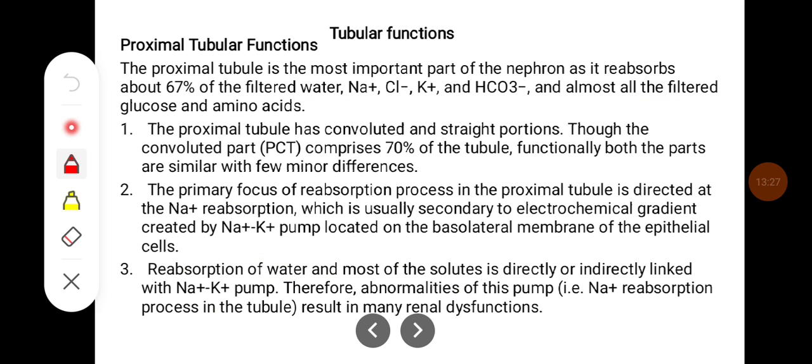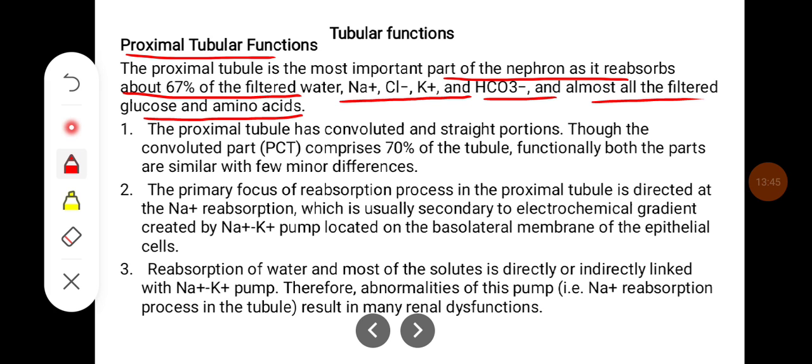Coming to tubular function, proximal tubular functions. The proximal tubule is the most important part of the nephron as it reabsorbs about 67% of the filtered water, sodium, chloride, potassium, and bicarbonate, and almost all the filtered glucose and amino acids. The proximal tubule has convoluted and straight portions. Though the convoluted part comprises 70% of the tubule, functionally both parts are similar with few minor differences.